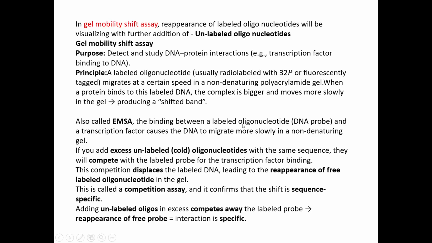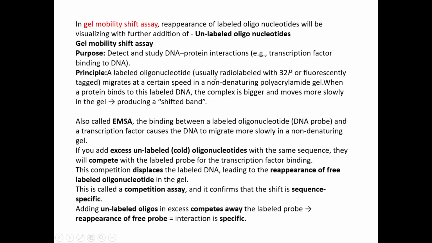So the next is, in gel mobility shift assay, the reappearance of the labeled oligonucleotide will be visualized by addition of unlabeled oligonucleotides. So, gel mobility shift assay is basically to detect and study DNA protein interactions. Like we discussed for the transcription factors binding to DNA, we do gel mobility shift assay. It's also called as EMSA, electrophoretic mobility shift assay.